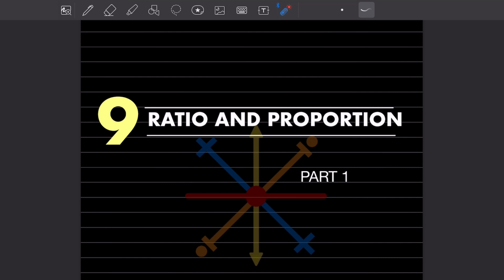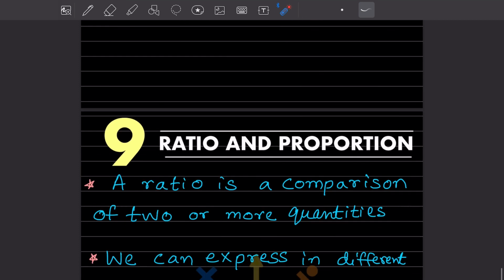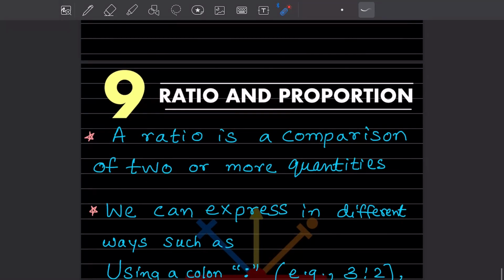So this is the first part of this chapter 9, that is ratio and proportion. Now let us see what is ratio first in a simple way. A ratio is a comparison of two or more quantities. So this is the first point you have to remember.